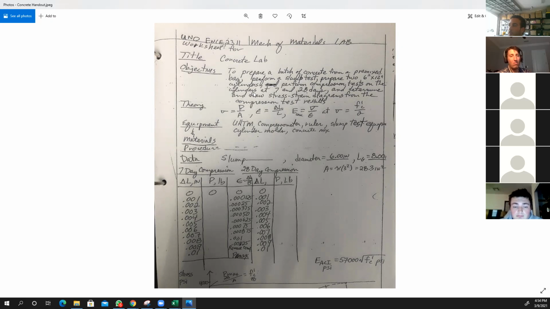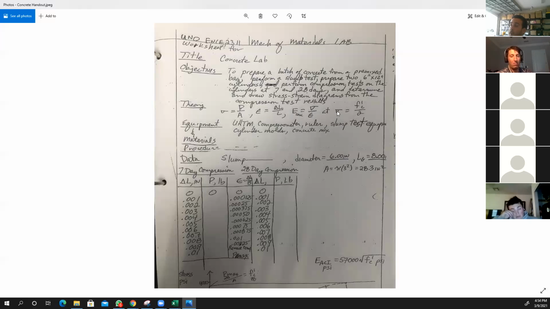So another objective is to determine and draw the shear stress and strain diagram, similar to tensile. So in theory sections, we have the stress equation, P over A, same, load divided by the cross-sectional area. For strain equation, it is delta L over L. It's change in length divided by the original length. And modulus of elasticity of the concrete is stress over strain. It's the change in stress divided by change in strain.